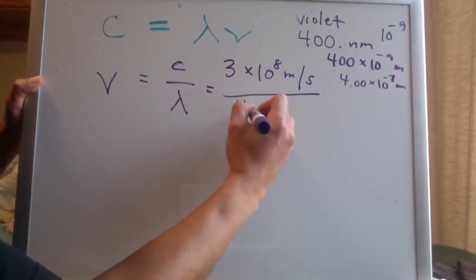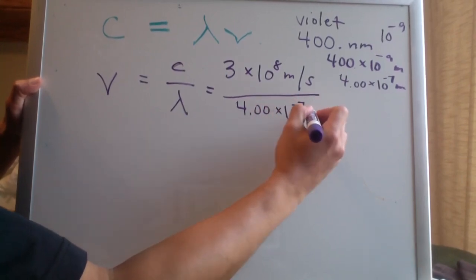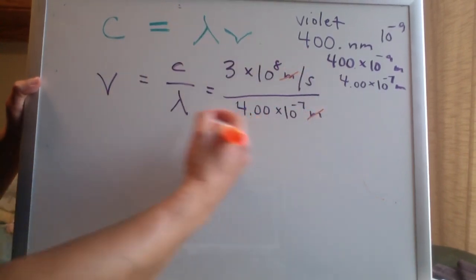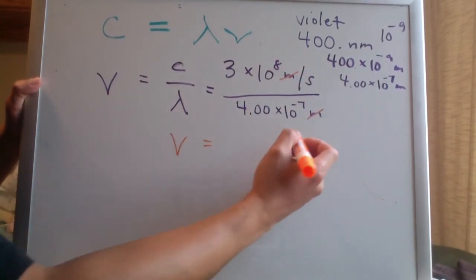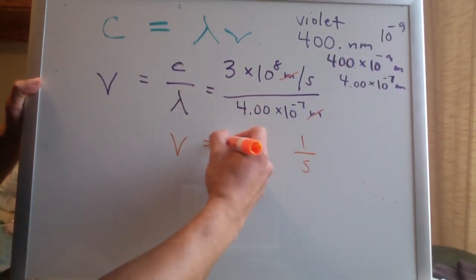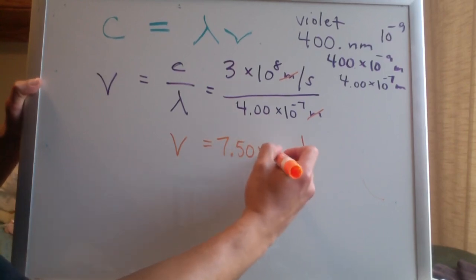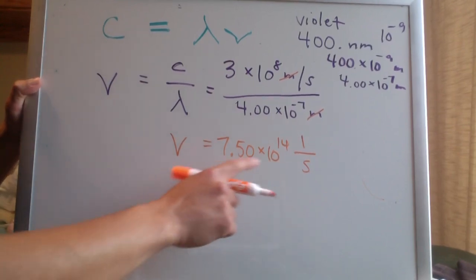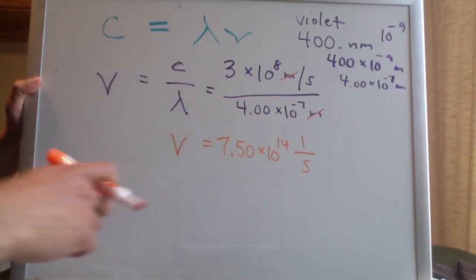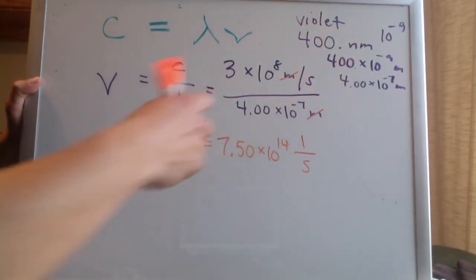So then we put this over here: 4.00 times 10 to the negative 7th meters. And then the units cancel out, the meters cancel out, and we're left with the frequency. If we do the math, we end up with 7.50 times 10 to the 14th 1/seconds, or seconds to the negative first power, or hertz. So this would be the frequency of a photon of violet light.